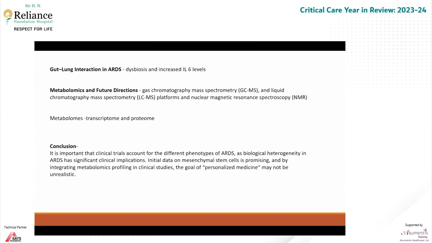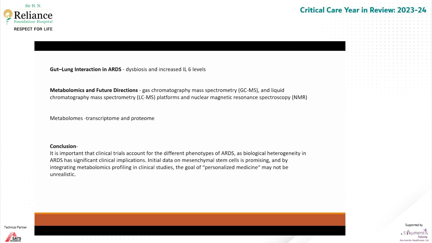They have talked about the gut-lung interaction, the organisms getting transferred from the gut to the lungs, causing dysbiosis and increased IL-6 levels. They have talked about metabolomics and future directions using gas chromatography mass spectrometry, liquid chromatography mass spectrometry, and nuclear magnetic resonance spectroscopy. They have talked about metabolomes, transcriptomes and proteomes, and the molecular genetic level, that is the chromosomes and nucleic acids. The idea is whether we can halt the ARDS process at some stage by using the metabolomes.